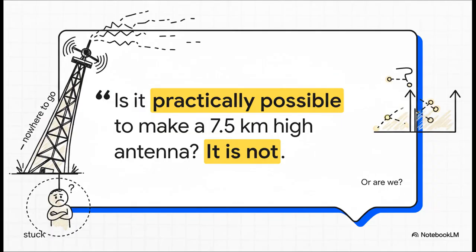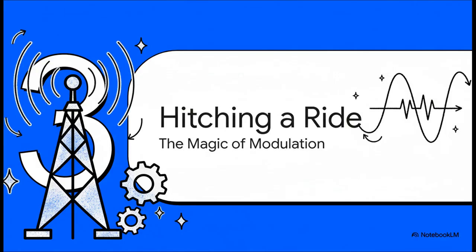So the answer is pretty clear, right? It is just not going to happen. It's impossible. So our digital message is all ready to go, but it's completely stuck on the ground. Or is it? This is where human ingenuity really shines. We can't build a 7.5 kilometer antenna, so we had to come up with a much, much smarter way to get our signal into the air.